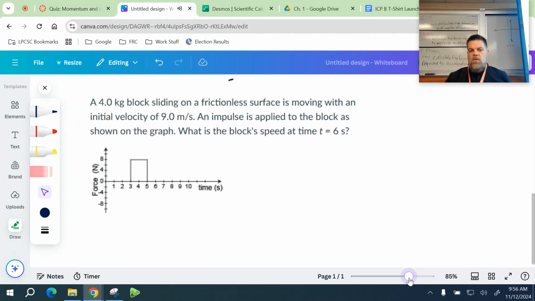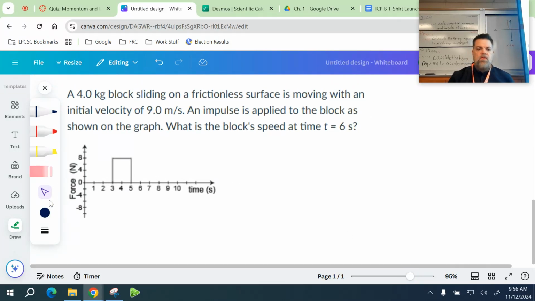All right, so for this one, it says a 4 kilogram block sliding on a frictionless surface is moving with an initial velocity of 9 meters per second. The impulse is applied to the block and is shown on the graph. Okay, so this is a force over time. What is the block speed at time at 6 seconds?